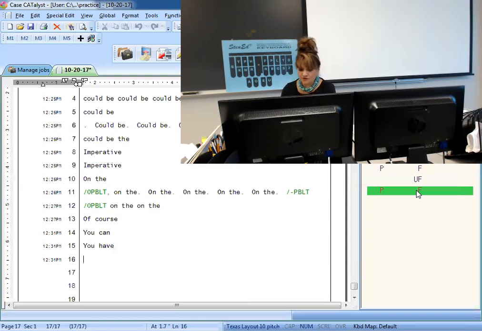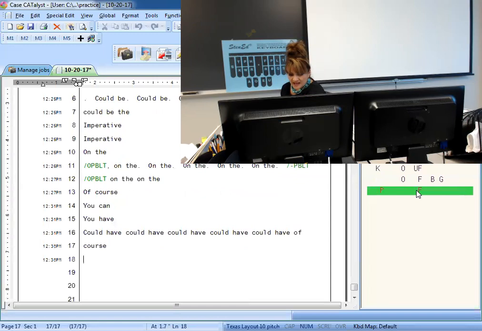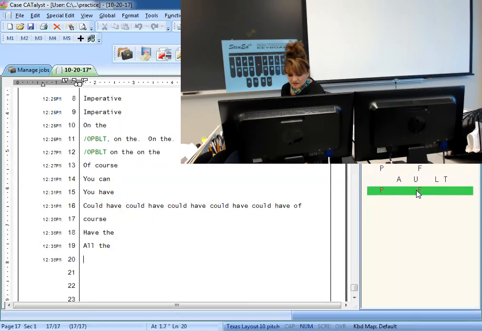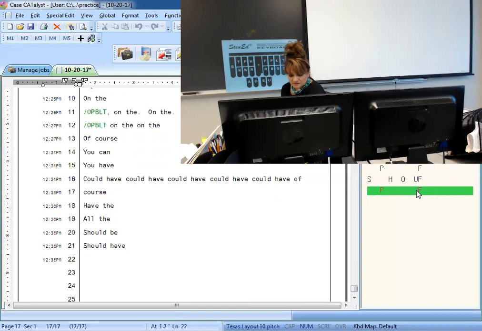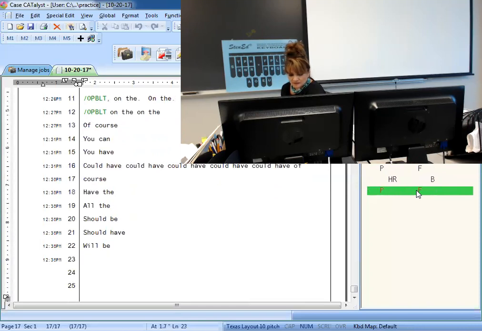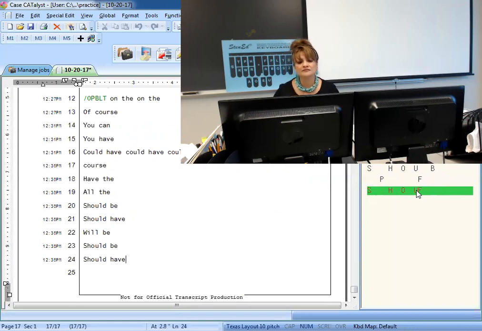Okay, don't forget your phrases. You all, could have, KOUF. Of course, OFK, have the, all the, should be, should have, will be, should be, should have. Very important that you know these phrases. This will be at 60 words per minute. The same sentences on page 79, 16-1.